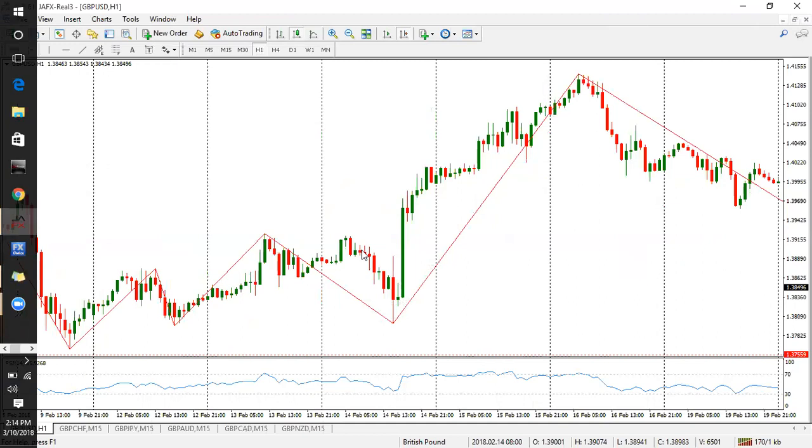This is the open, this is the close, and this is the low. So the next thing you're going to do is to mark it up. Mark them all up. Okay, we're working with this. That's what you just need to do.